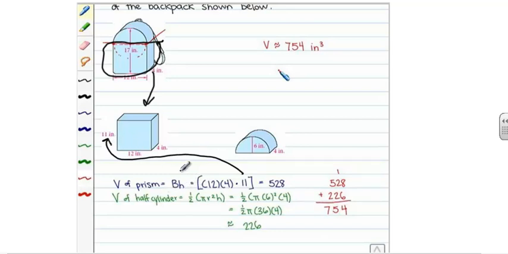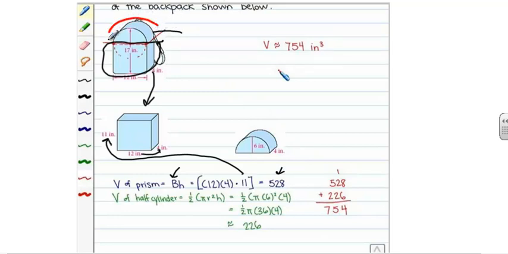So we need the area of the base times the height. So 12 times 4 right here is going to give us the area of the base, times our height. So that equals 528.